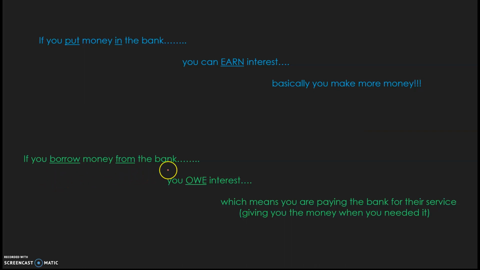Now, if you borrow money from the bank, then you owe interest, which means that you have to pay the bank for their service, which is giving you the money that you needed. When I borrowed money to purchase my vehicle, not only do I have to pay them back the money that I borrowed, but I have to pay them extra because they let me borrow it. Interest is good when you're earning it, and you want to earn a lot of interest, so you make a lot more money. But when you're borrowing money, you want the interest to be low because you do not want to have to pay them back as much money.